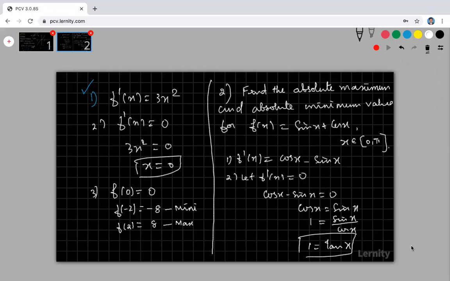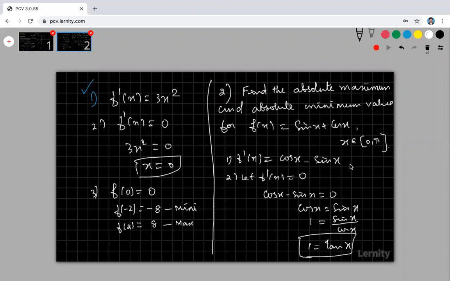What are the values of x satisfying tan x is equal to 1? We know that tan 45, tan pi by 4, is 1. Any other value satisfying this equation? This is called a trigonometric equation. In 11th standard, you have studied trigonometric equations. Any other value satisfying this? Tan 0 is 0 only, not 1.